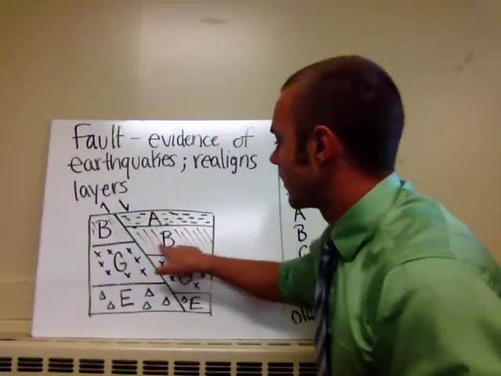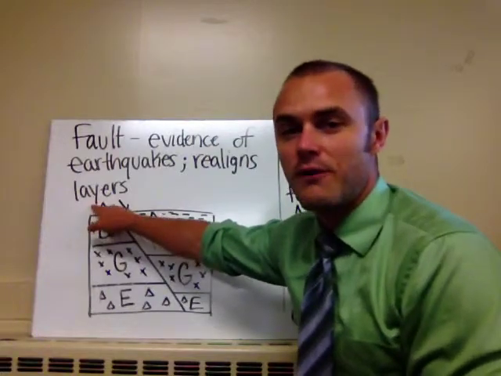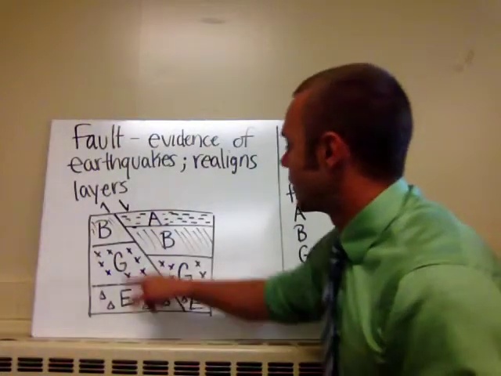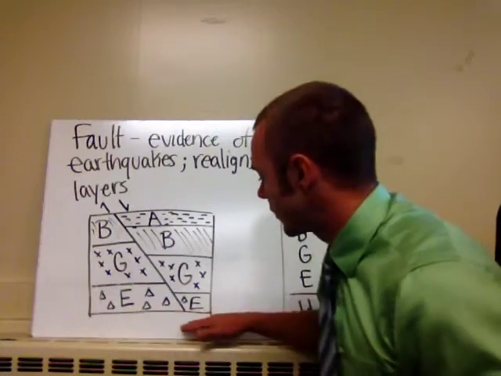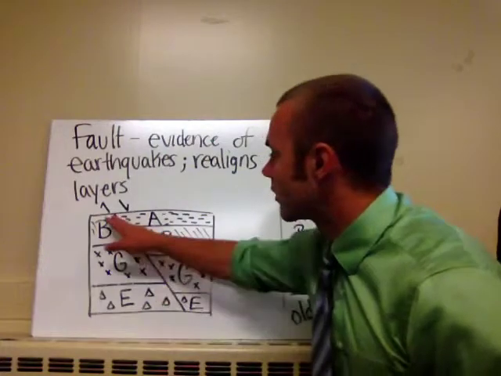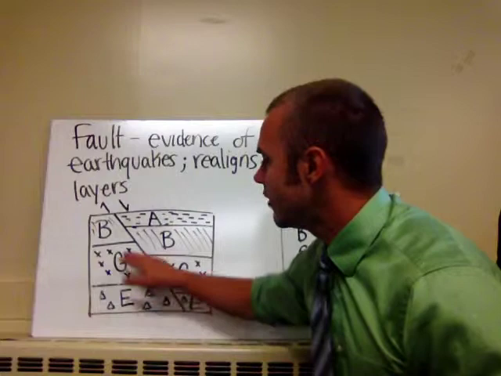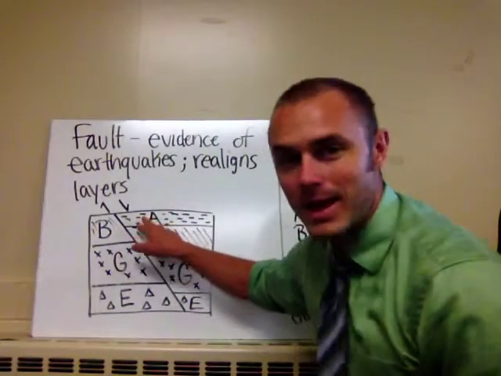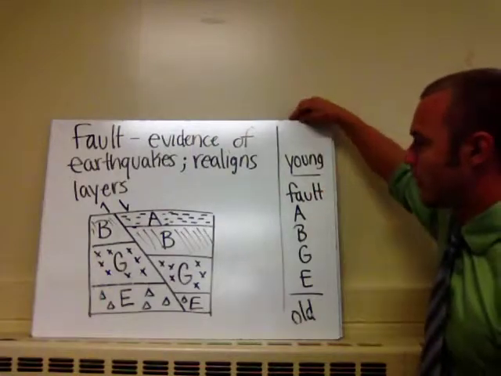So A is above B, so if you were to go above here, you would expect to find A. To write it out, again, law of superposition, the bottom is the oldest, and then you're also going to use cross-cutting because this fault crosses through and cuts all of the other layers. So it's E, G, B, A, fault.